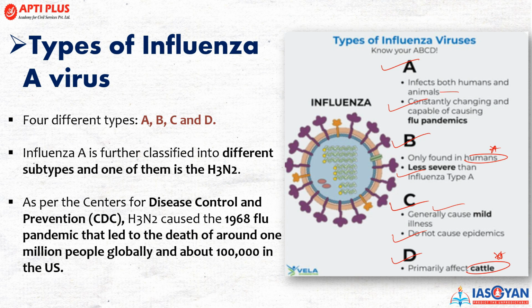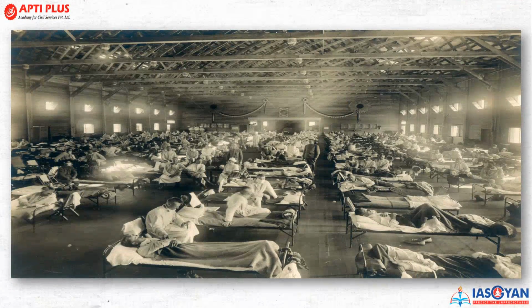Influenza A is further classified into different subtypes, and one of them is H3N2. Now, as per the information from the Centers for Disease Control and Prevention, H3N2 caused the 1968 flu pandemic, which resulted in the death of millions of people, and close to about 1 lakh in the United States, which is a very large number. You can see this image, it is clearly evident how the situation collapsed. The health system was not able to function, and many people were infected due to this virus.